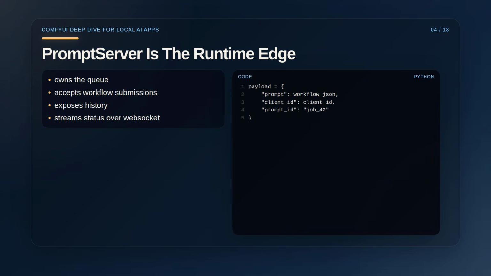PromptServer is the runtime edge. It accepts work, puts it on the queue, and streams status back to clients. That is why ComfyUI fits real products. Your app can submit a workflow, watch progress, and fetch results later. You do not have to drive everything through the GUI.